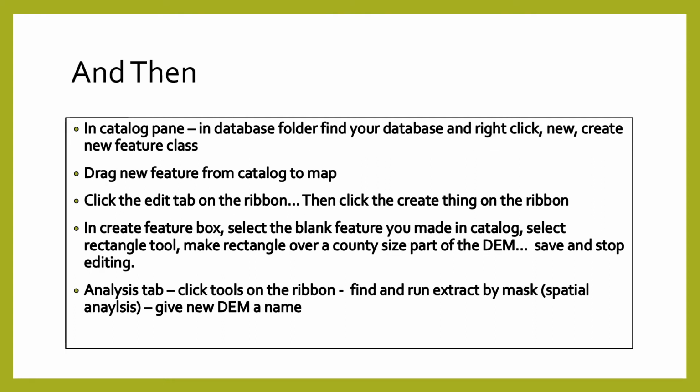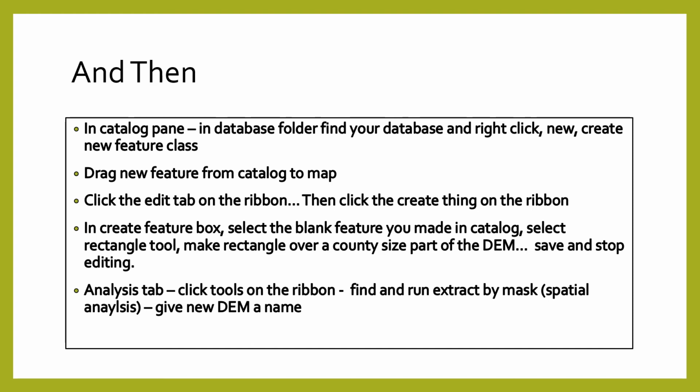Alright, so here's what you do. In the catalog pane in the database folder, find your database and right click, new, create, new feature class. And once it does this, you give it a name. You then open up that folder, click on your new feature class you just made, and drag it over and drop it on your map.